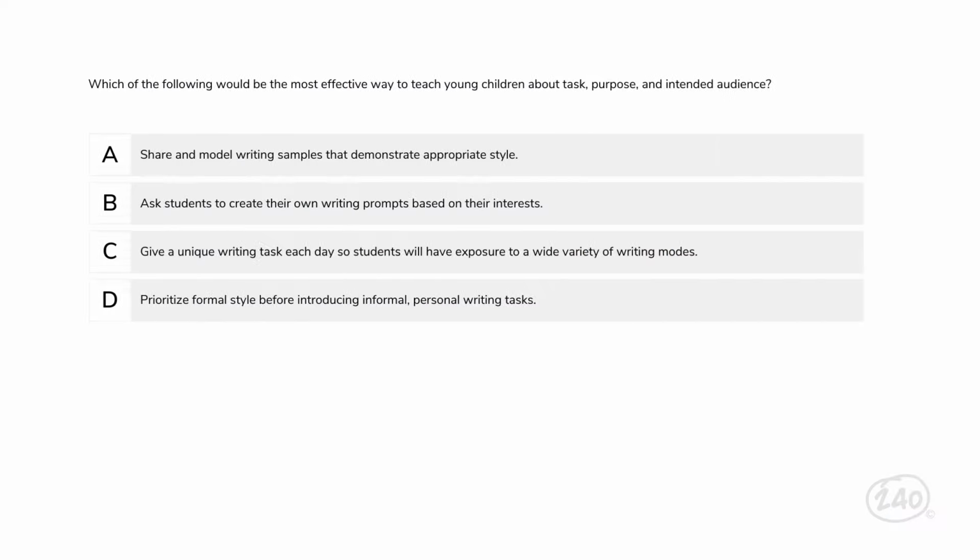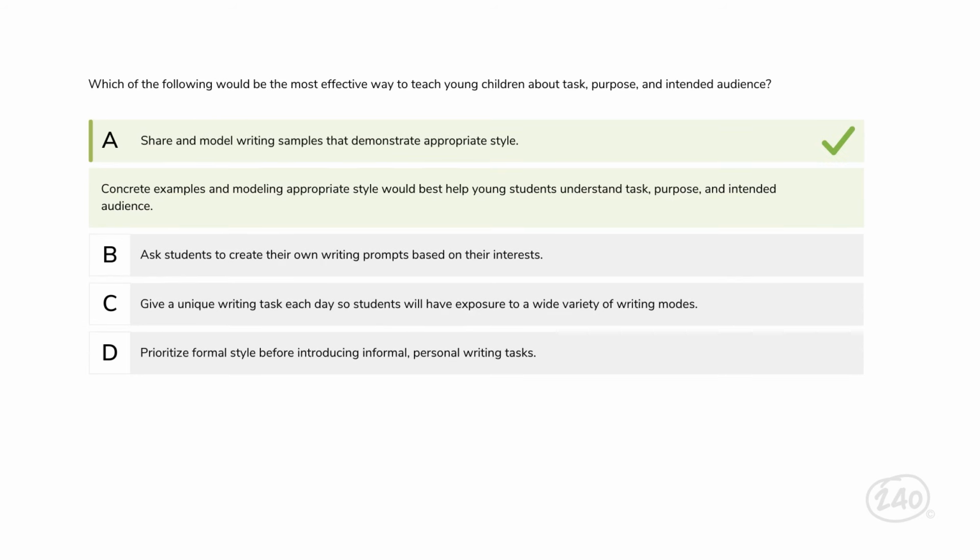Let's look at a question from the 8th competency, written communication. Which of the following would be the most effective way to teach young children about task, purpose, and intended audience? Share and model writing samples that demonstrate appropriate style. Ask students to create their own writing prompts based on their interests. Give a unique writing task each day so students will have exposure to a wide variety of writing modes. Prioritize formal style before introducing informal, personal writing tasks. This one's the right answer. Concrete examples and modeling appropriate style would best help young students understand task, purpose, and intended audience.